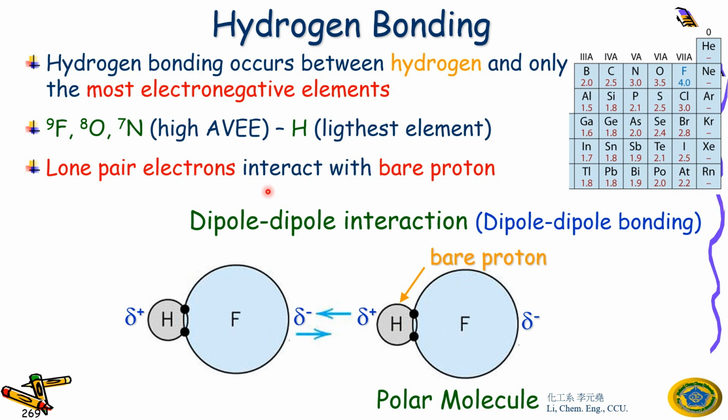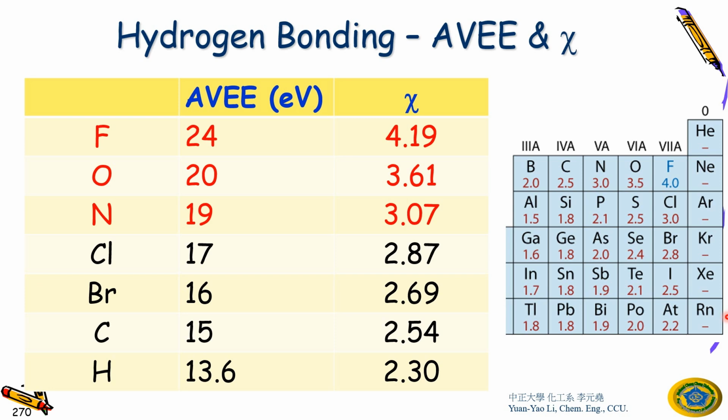And we understand lone pair electrons interact with the bare proton. The valence electron here is very strong, and then they have an interaction. This is what we call hydrogen bonding. Okay, so AVEE here shows you that if you have a high AVEE, that means you will have a high electronegativity chi, right?